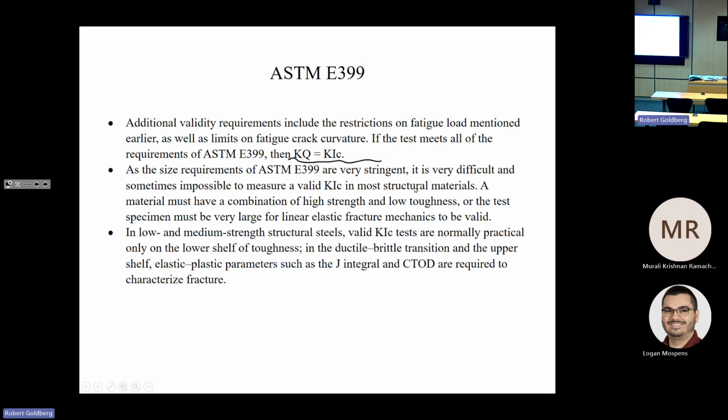So if you're in a material with low toughness or low yield strengths where you'll normally have a lot of plasticity, you have to keep in mind that if linear elastic fracture mechanics isn't valid, then things like the J integral or the crack tip opening displacement are what you need to define fracture, and we'll talk about that next week, how you do your tests to do the J integral and crack tip opening displacement.